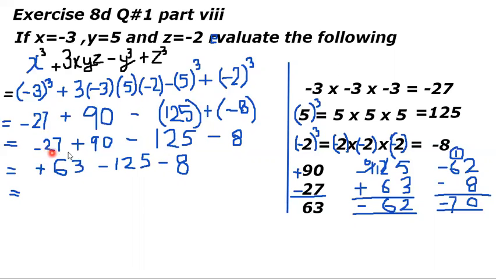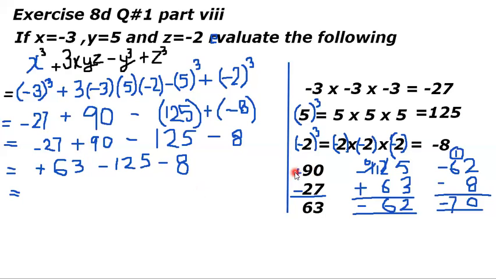Okay, now we will simplify. Negative 27 and plus 90 gives us 63. It is positive 90 minus 27. This is simple. 90 minus 27 gives us 63.